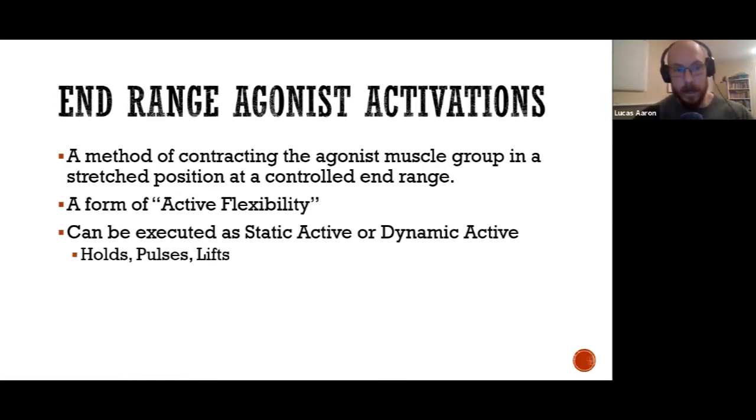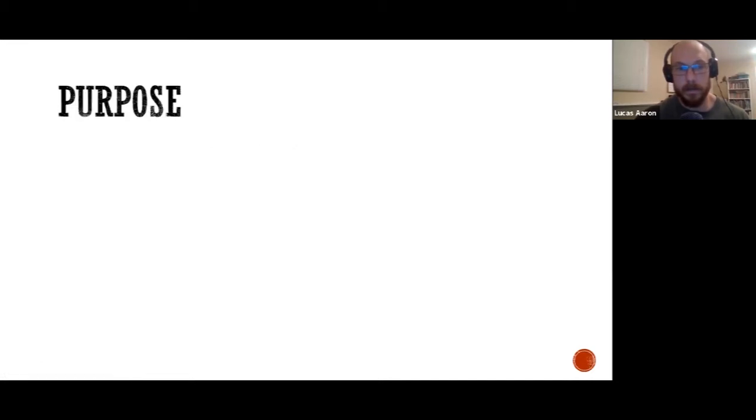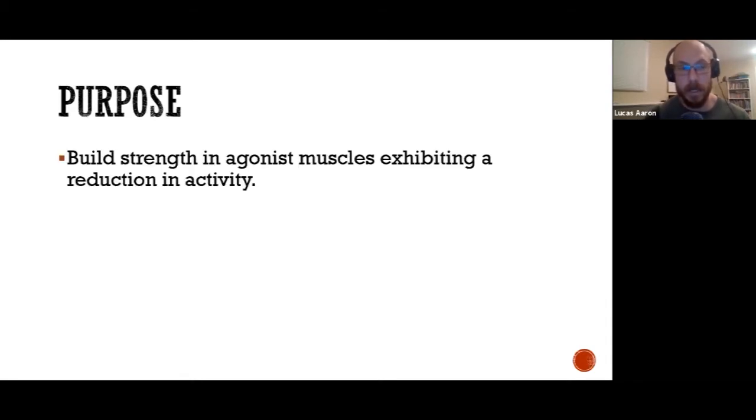So like I said there, holds would be static, pulses and lifts, repetitively reps would be more dynamic active components of flexibility. So the purpose of end range agonist activations in our training and for coaching others in gaining more flexibility would be that it builds strength in the agonist muscles that are exhibiting a reduction in activity.